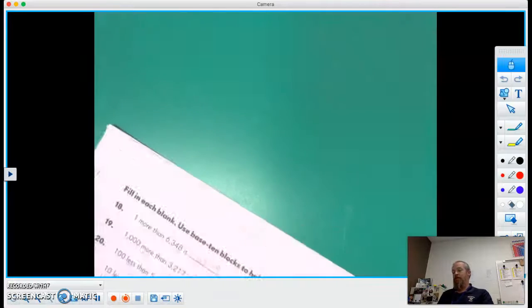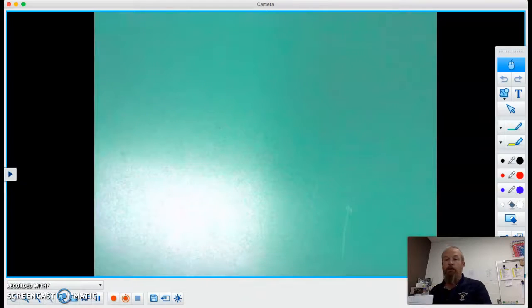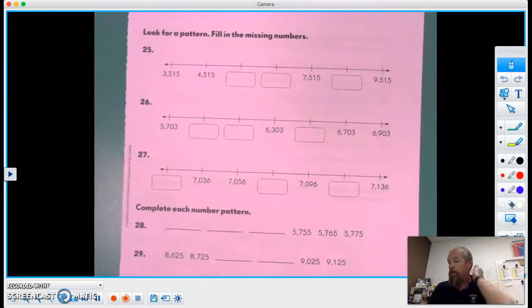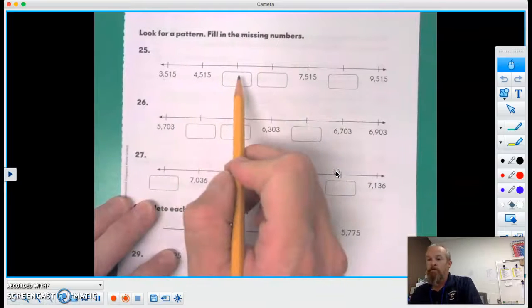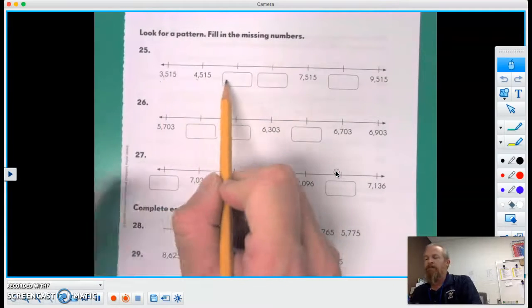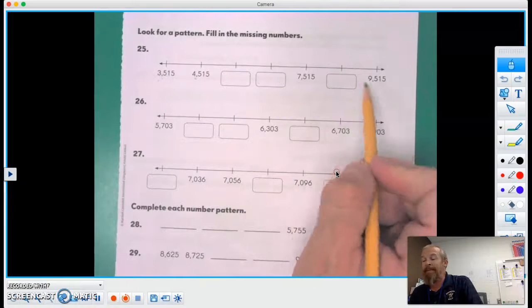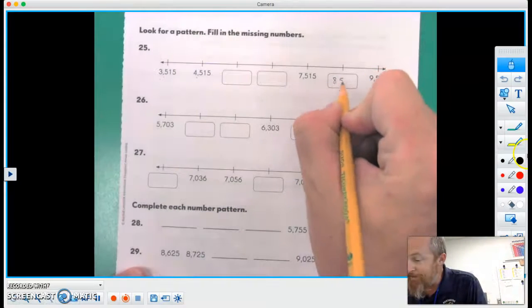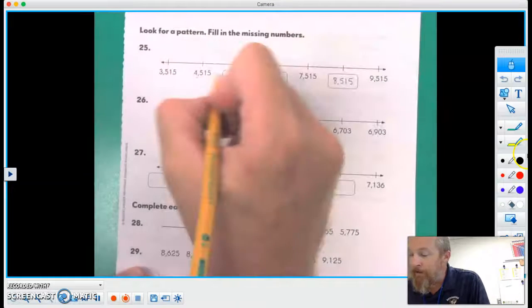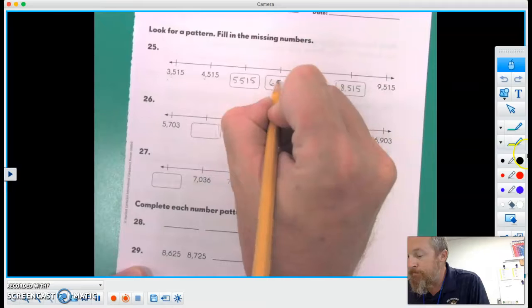You guys are doing great. Woo! Oh my, we are almost finished with this. Look for a pattern. Fill in the missing number. 35, 45. Let's see, 3, 4. I'm just going to say 5, 6. It matches. 7, that would be an 8 then, and that would be a 9, right? All right. Sometimes we can go all the way that way.